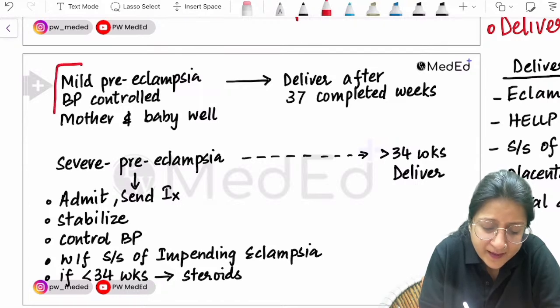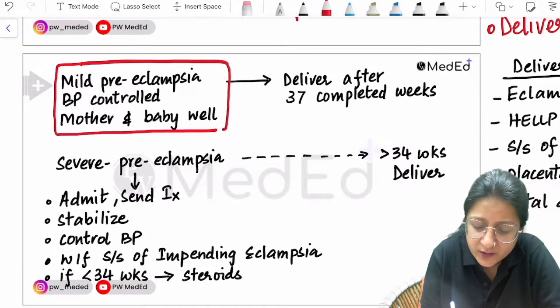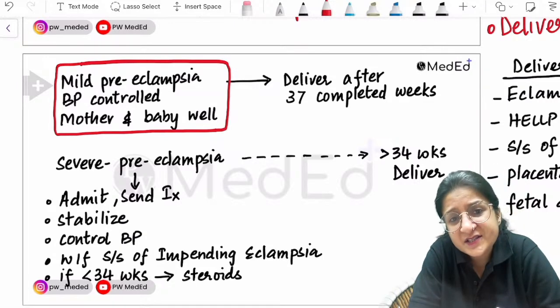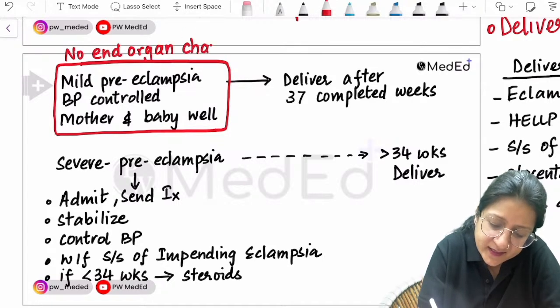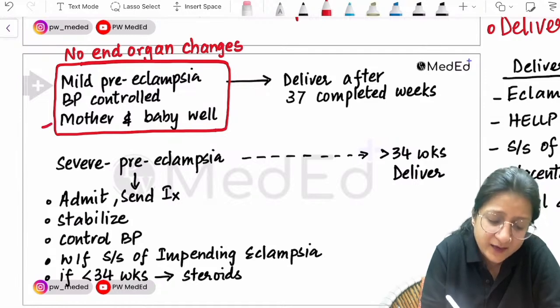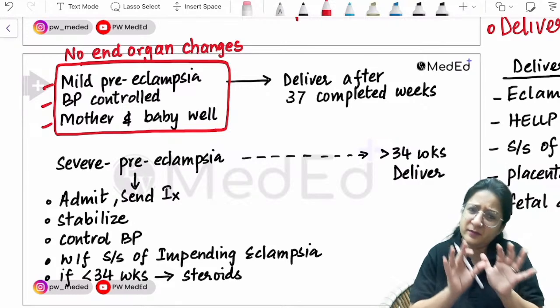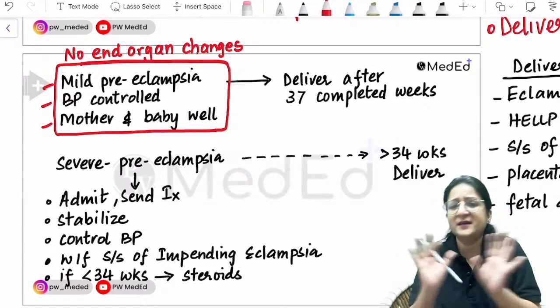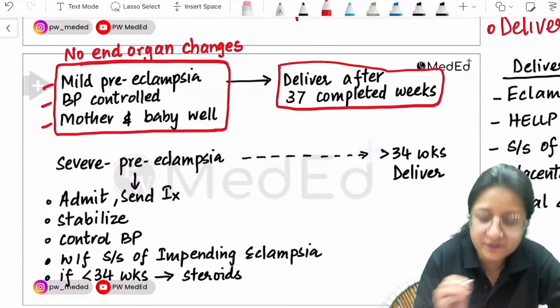Now, mild preeclampsia means BP is controlled, no end organ changes are there. Basically, the mother and baby both are well. Everything is fine. Mild preeclampsia, BP has been controlled, no end organ change, mother and baby both well: deliver after 37 completed weeks.